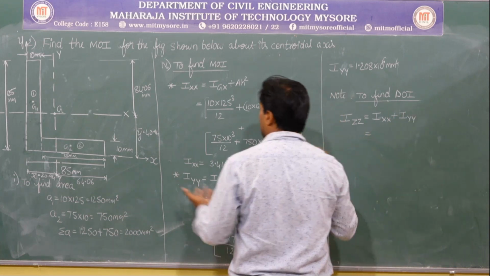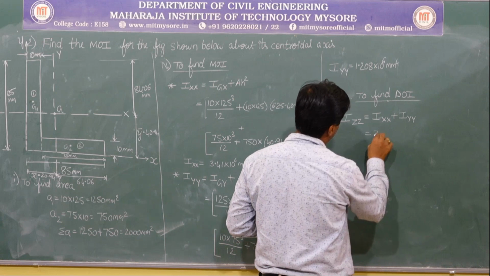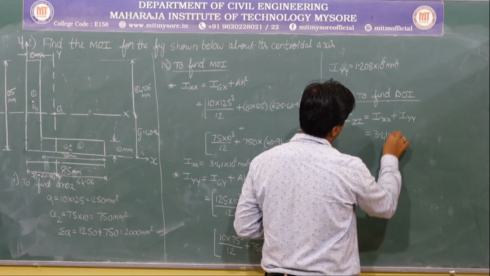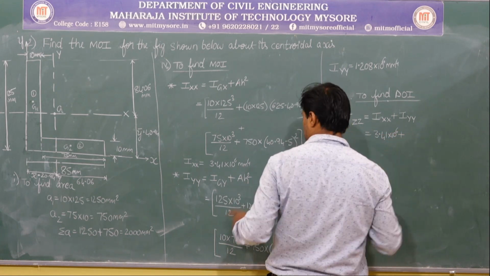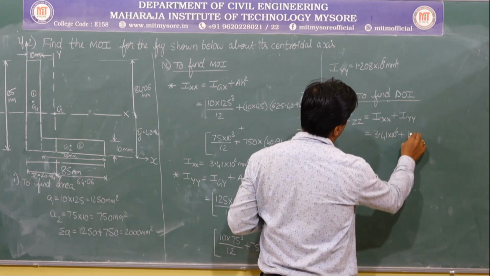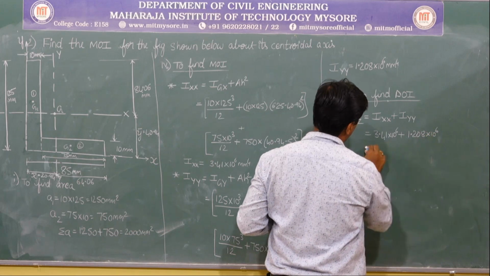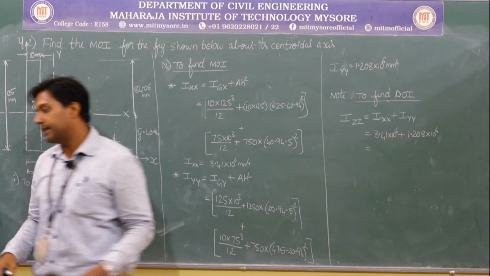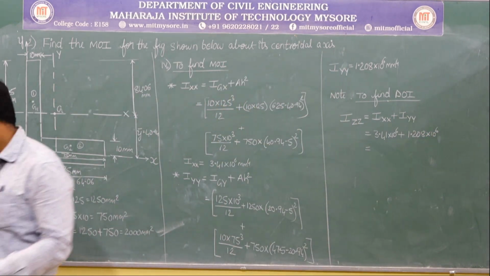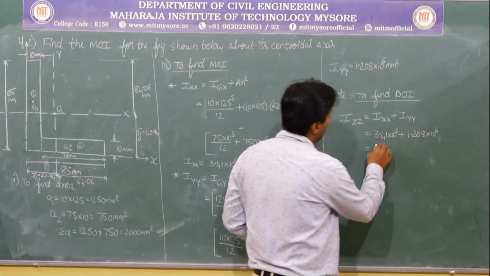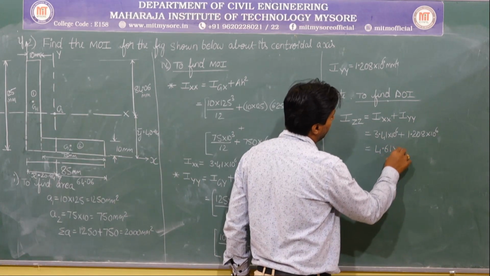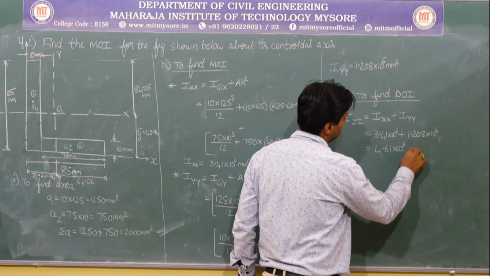What is Ixx? Just now we have calculated it. It is 3.41 into 10 power 6 plus one more, 1.208 into 10 power 6. So add these two, you will get that particular value. Let me check it out. It is 4.61 into 10 power 6.